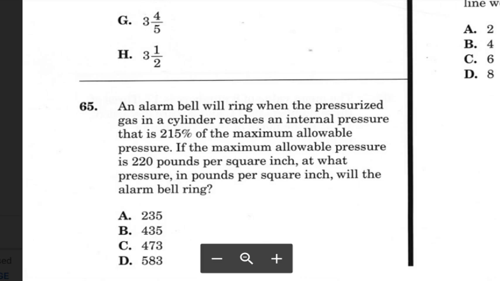Let me see if this is actually coming on here. Yes, it is. So an alarm bell will ring when the pressurized gas in a cylinder reaches an internal pressure that is 215% of the maximum allowable pressure. If the maximum allowable pressure is 220 pounds per square inch, at what pressure in pounds per square inch will the alarm bell ring?